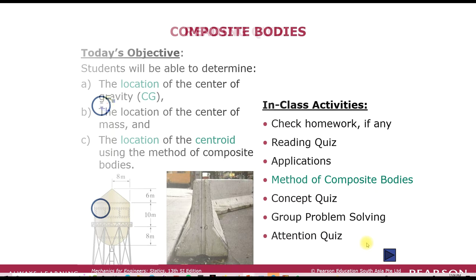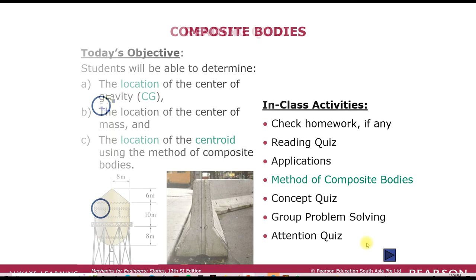We have this shape. If you see here, it's already been divided into four parts. A would be the rectangle, B would be the triangle, and C would be the quarter circle arc, and then D would be the semicircle hole. Okay, so we have the dimensions already given, x and y axis.